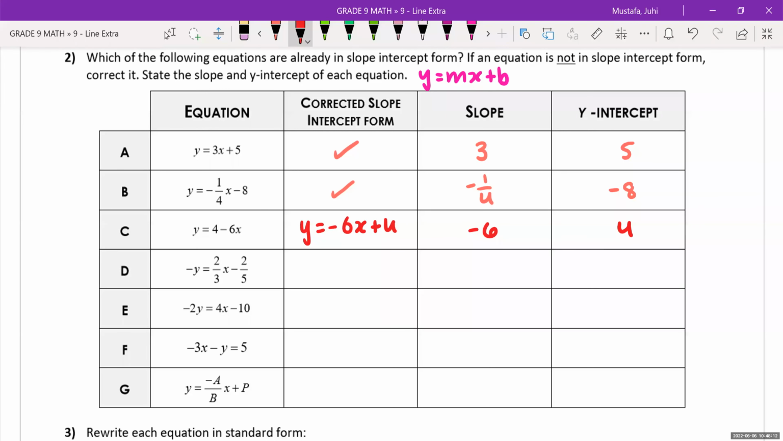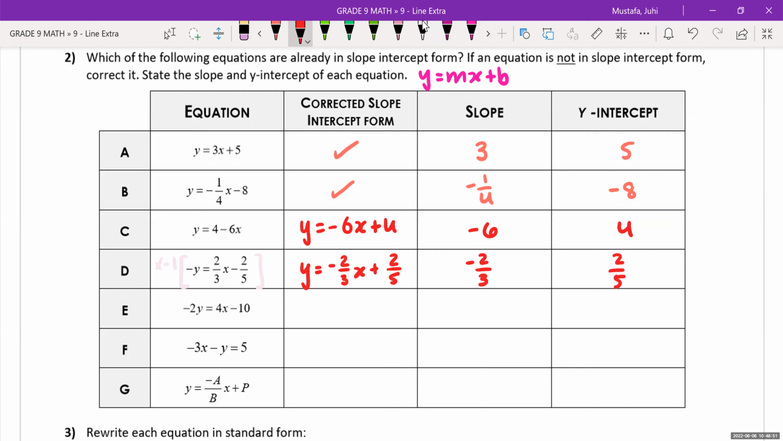Question D is not in y is equal to mx plus b form. What do we have to do? Yeah, so we're going to have to multiply everything here by -1, and then that way y is going to become positive. So it's going to be y is equal to -2/3x plus 2/5. And then from here, we can see our slope is -2/3 and our y-intercept is 2/5.